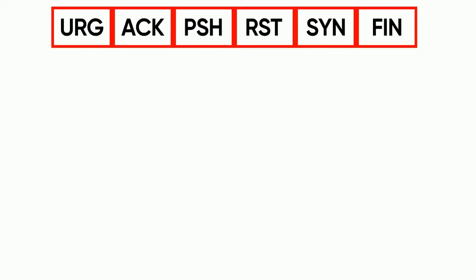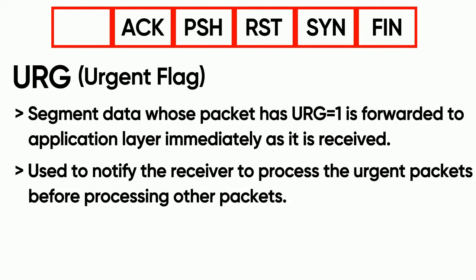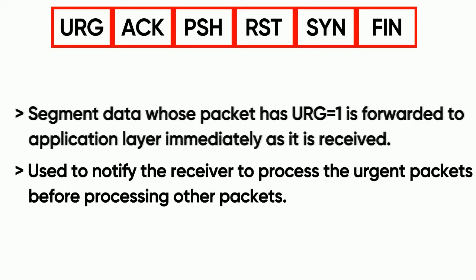So first here we have the urgent flag with the symbol URG. What the urgent flag does is that when it's set to 1, the data within the packet whose urgent flag is 1 will be forwarded to the application layer as soon as it is received. The urgent flag is more like a notifier to the receiver of the packet, notifying the receiver that it should process the data in that particular packet before processing all the data of other packets. That's what the urgent flag does.